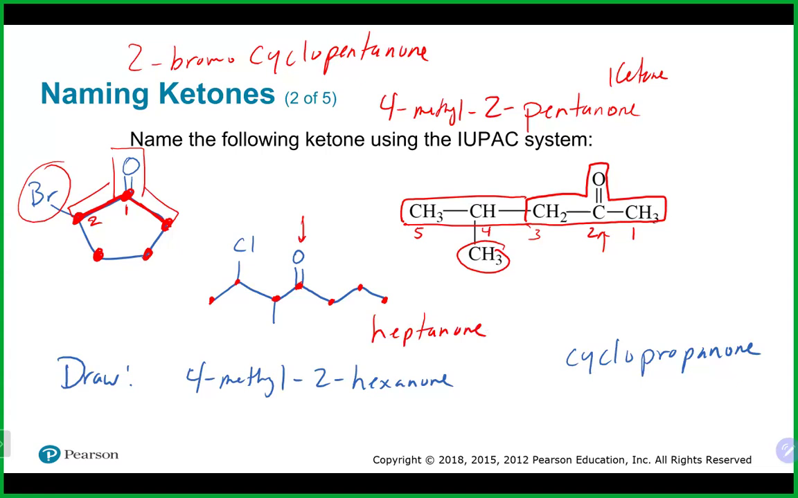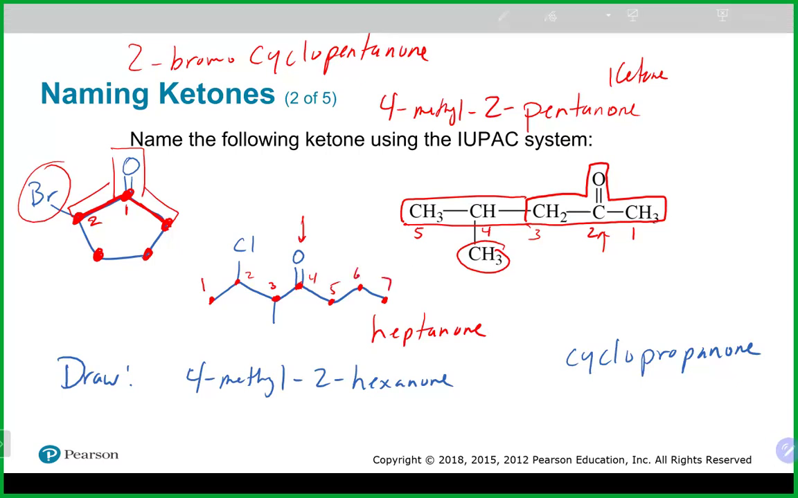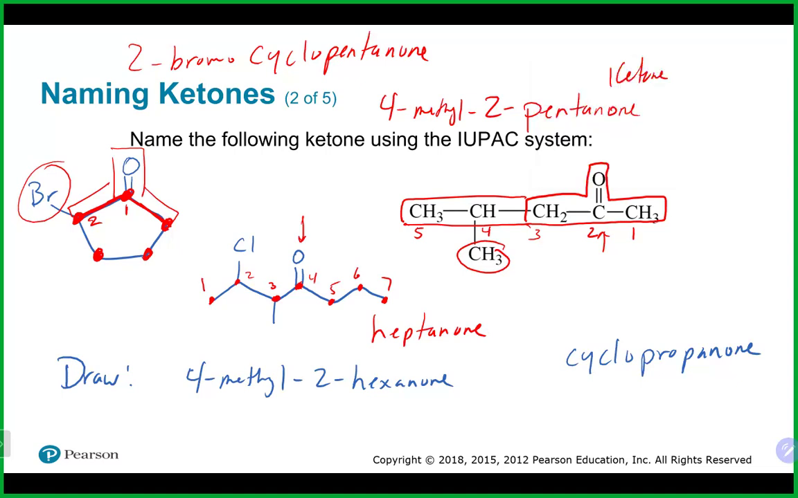Here we do need to give the carbon oxygen a number. So if we number left to right, 1, 2, 3, 4, 5, 6, 7. We'll do it a different color going in the other direction here. We'll go this way. If we go this way, 1, 2, 3, 4, 5, 6, and 7.